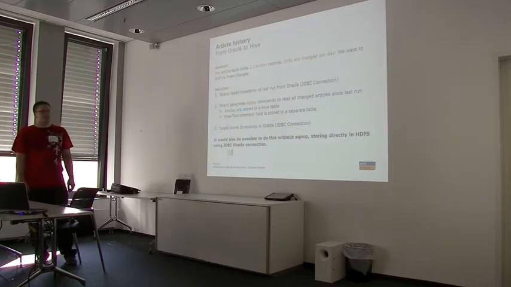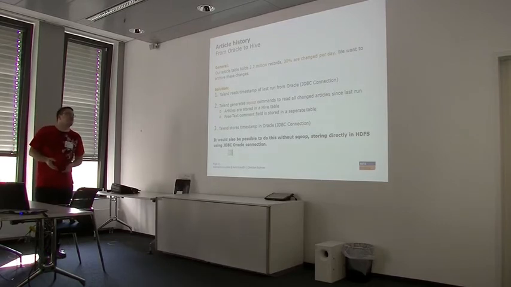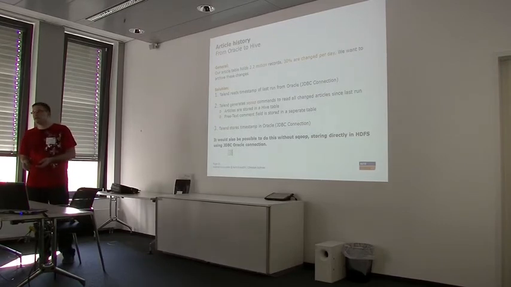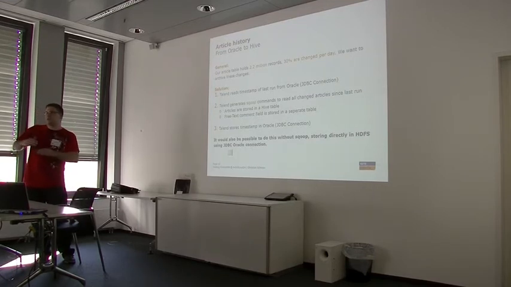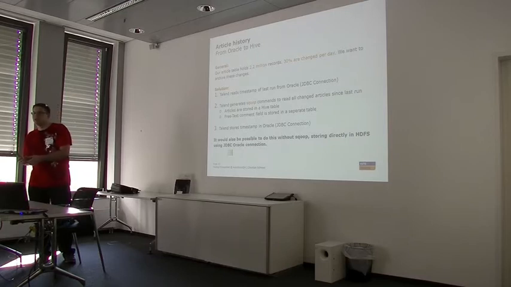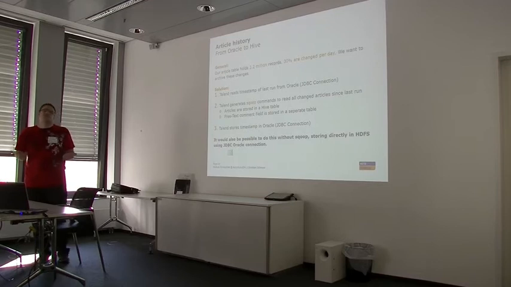So, the article histories, this is where I talked about Talend so far. Currently, we have 2.2 million cars. 13% of them change daily, and we want to track these changes. We want to see what changed, we want to see how an article changes over the weeks or whatever happens to it. So, the solution is simple.